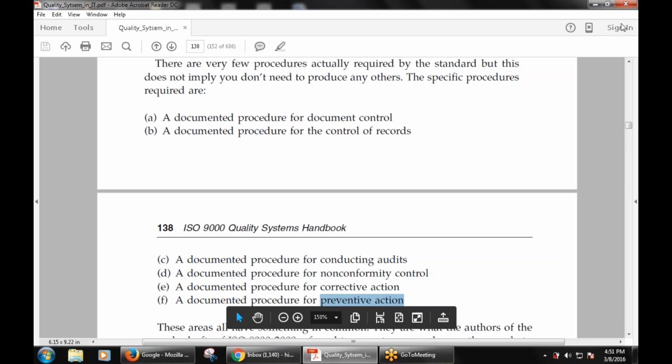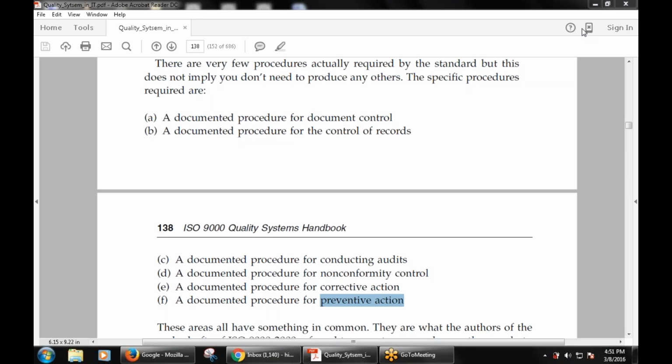So that is the document control. Then there is the control of the records. Then there is conducting audits. Then there is non-conformity control, then corrective action, then preventive action. So these are the 6 procedures that will be followed for the documentation: document control, control of records, conducting audits, non-conformity control, corrective actions, and preventive action.